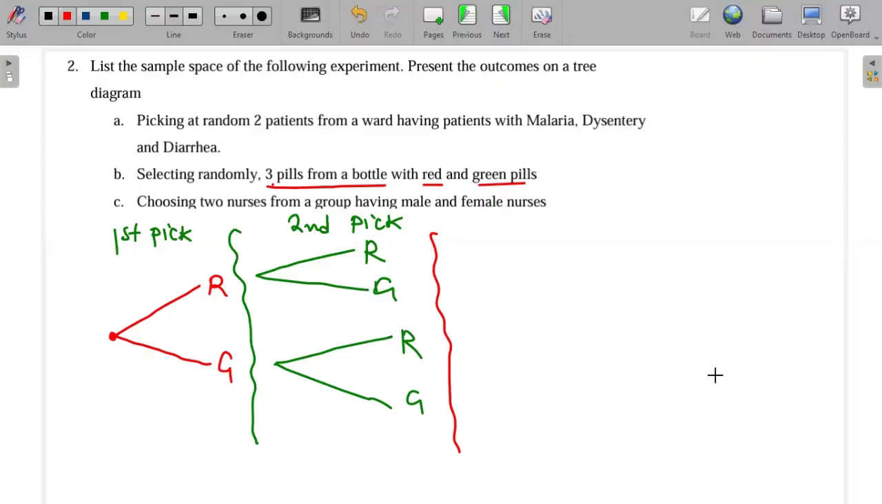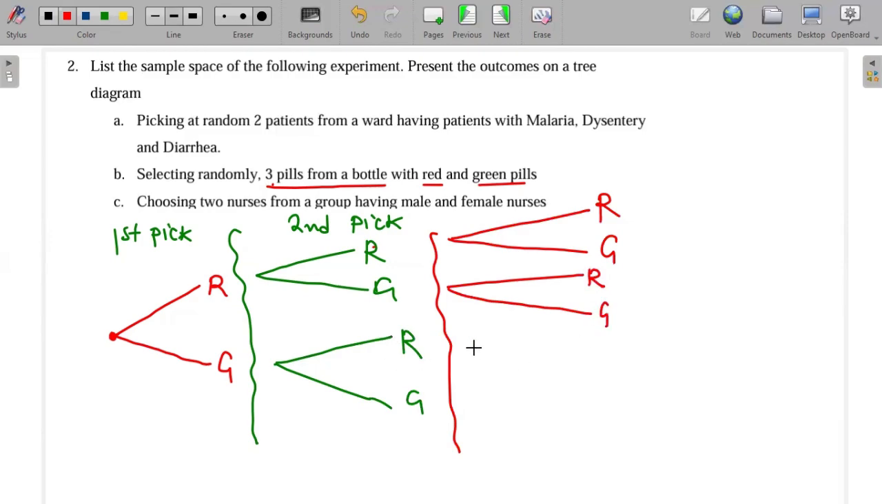Then I want to pick another one. So what do I do? If my first was red, my second was red, it might be that even my third can also be red. Or it might happen that now my third is green. So this thing has come from this one. And from this one, again, I have the same situation. It can either be red or green. From this one, same situation. It can either be red or green. And from this one, again, same situation. It can either be red or green.